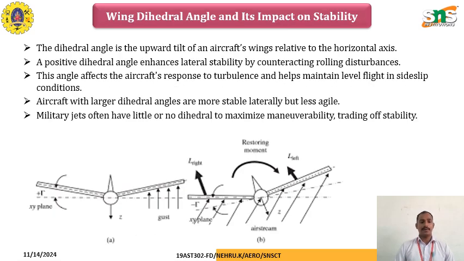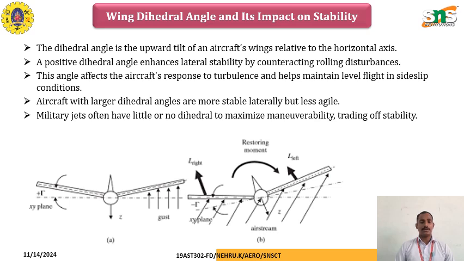Next, coming to the wing dihedral angle and its impact on the stability of the airplane. The dihedral angle is the upward tilt of an aircraft wing relative to the horizontal axis. A positive dihedral angle enhances the lateral stability by counteracting the rolling disturbance. This angle affects the aircraft response to turbulence and helps to maintain the aircraft in level flight during the side slip condition. Also, in crosswind landing, this helps to achieve a stable landing on the runway.